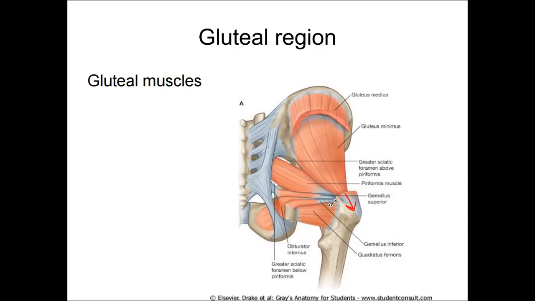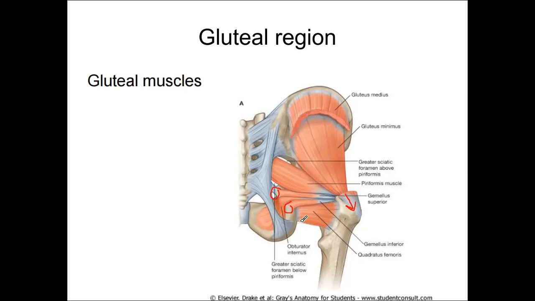So there's no need for you to train, right? Then we have what we call the gemelli muscles. We have the gemellus superior and the gemellus inferior muscles. To help you there, remember the ilium has a spine and a tuberosity at this point. So spine and tuberosity. The gemellus superior comes from the spine. The gemellus inferior comes from the tuberosity. And they also go on the greater trochanter. That's how we make life easy.